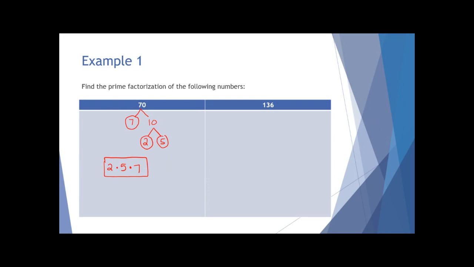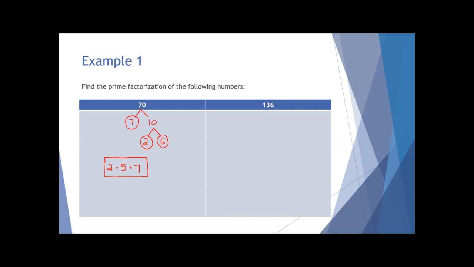Never use an X for multiplication once you start doing algebra, because we're going to be using X to represent a variable. So just going forward, never use an X, use a dot to indicate that you're multiplying things together. Otherwise you would lose points, because then it starts getting confusing on what your symbols mean. So always use a dot. So that's the prime factorization of 70.